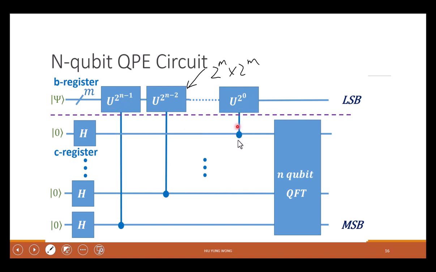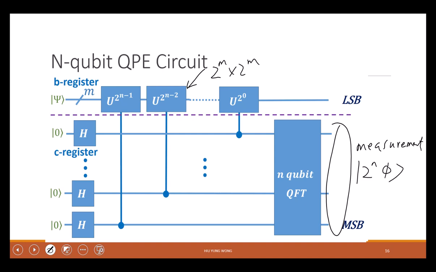And do what? 2 to the power 0 if the distance is 1, 2 to the power n minus 2 if the distance is n minus 1, and n minus 1 if the distance is n. Finally, do an n-qubit quantum Fourier transform. You know how to construct it already. And that's it. And then you do the measurement here, which will only give you 2 to the power n times the phase.